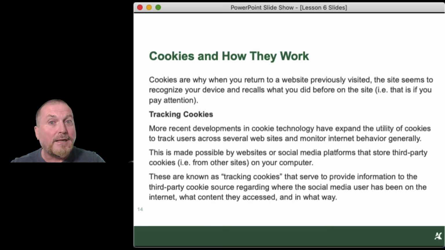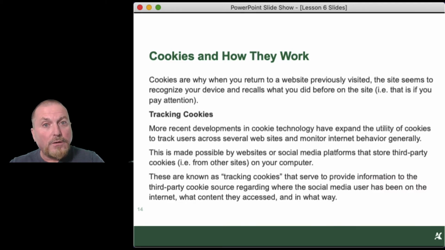Or it is being collected in another way rather than a website cookie, and I'll talk about that in a minute. Those opportunities are called tracking cookies, right? The more recent developments in cookie technology have expanded the utility of cookies to track users across several websites, monitoring their internet behavior generally. So not just one website now, right? This is made possible by websites or social media platforms that store third-party cookies from other sites on their computer.